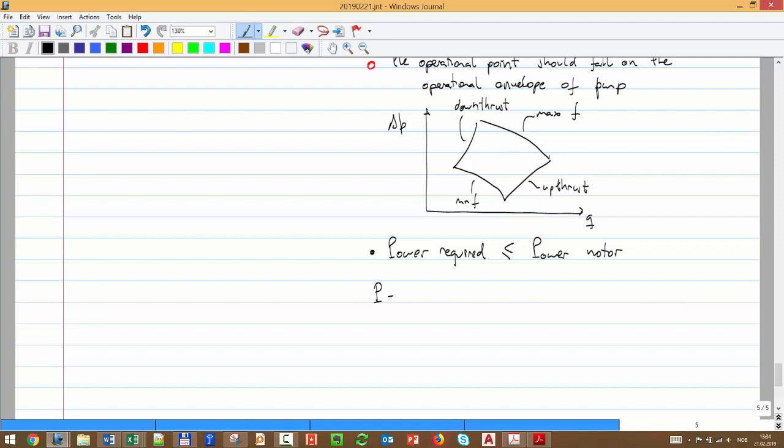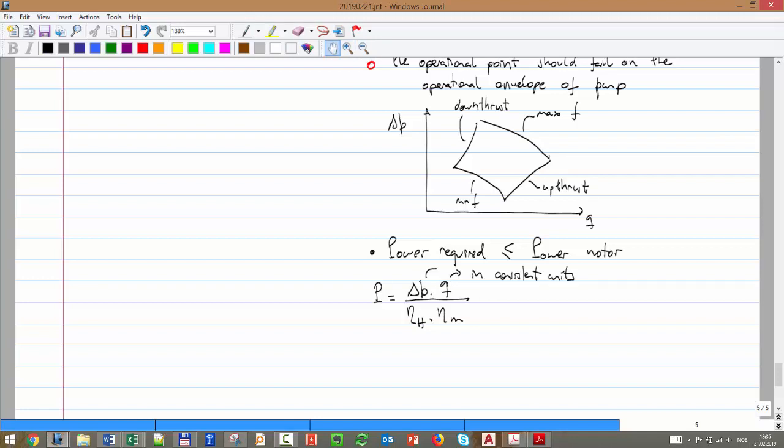The power we estimate by doing delta P times Q divided by, they have to be in consistent units, okay? In consistent units. Divided by the hydraulic efficiency of the pump and the mechanical efficiency of the pump. Okay? This simply, that's the energy that goes to that fluid.